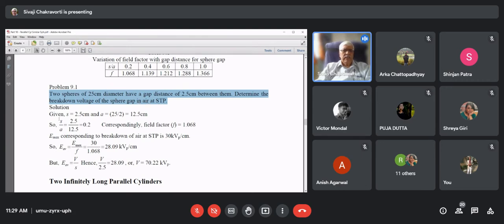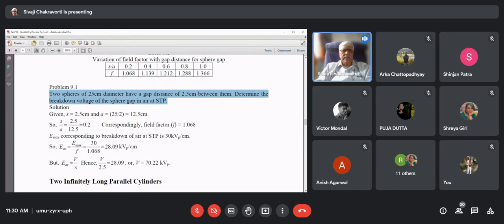And we move in this way that the gap distance S is 2.5, diameter is 25, so radius is 12.5, so S by A is 0.2. And from that previous expression, we find field factor is 1.068.